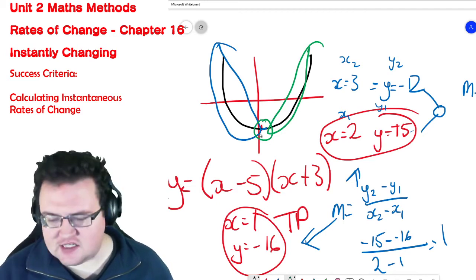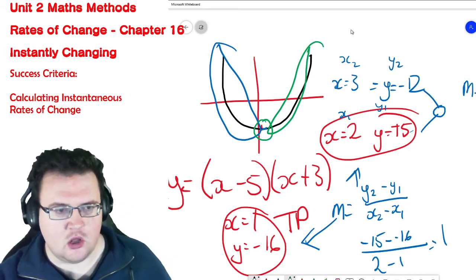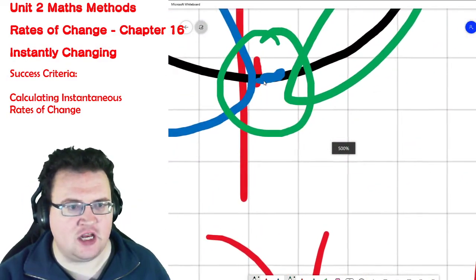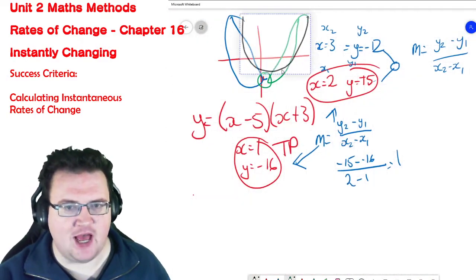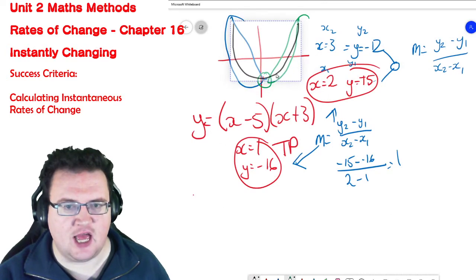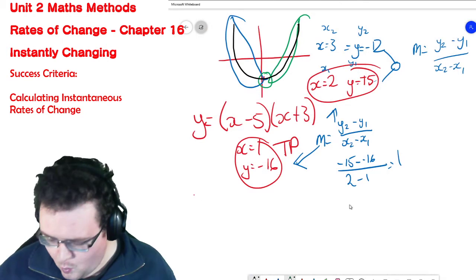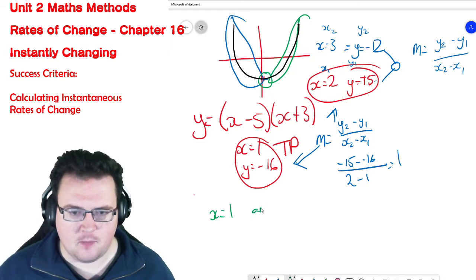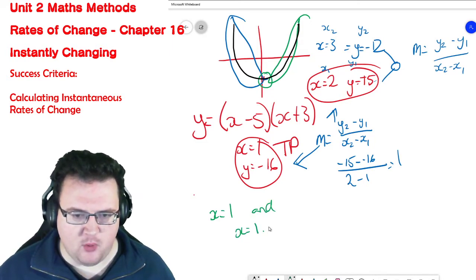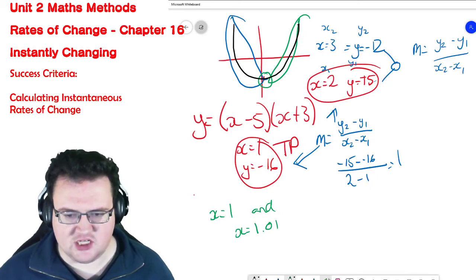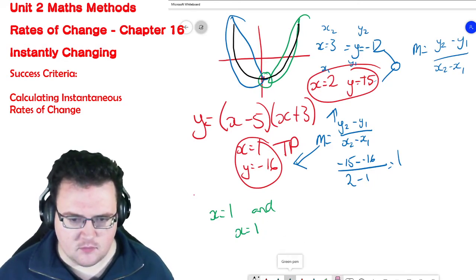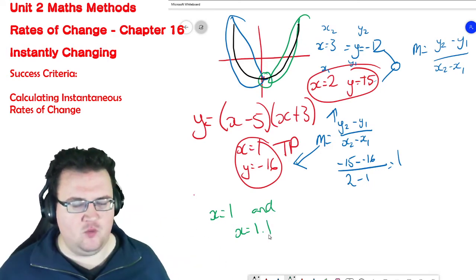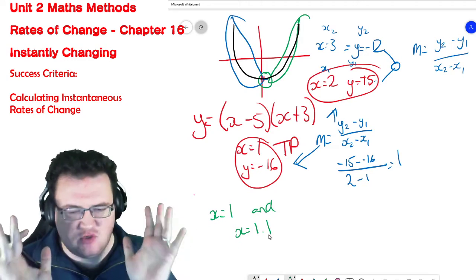All right. And one of the things that we need to look at is, let's zoom right in on that spot. So let's compare, and we'll need our calculators to help us with this. What's the gradient between x equals 1 and x equals 1.01? Well, actually, no, let's just go 1.1. So x is 1 and x equals 1.1. What is the gradient between those 2 points?